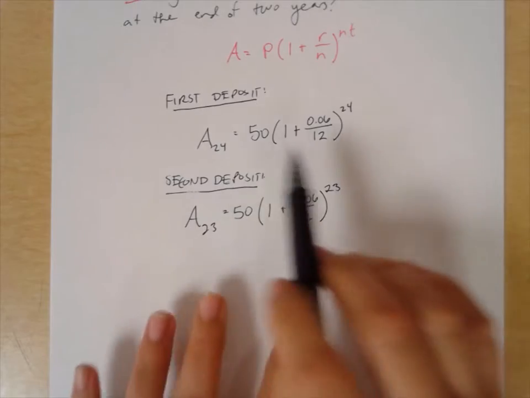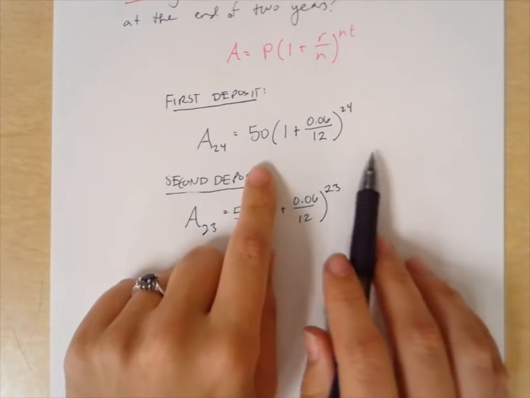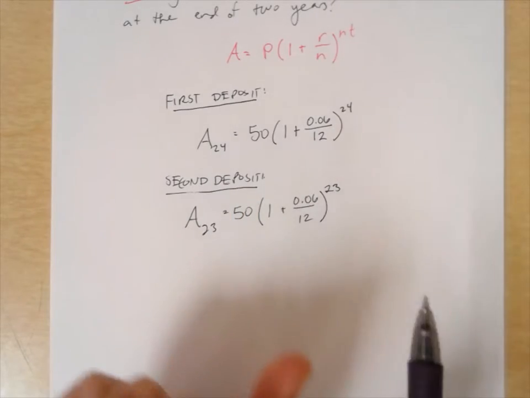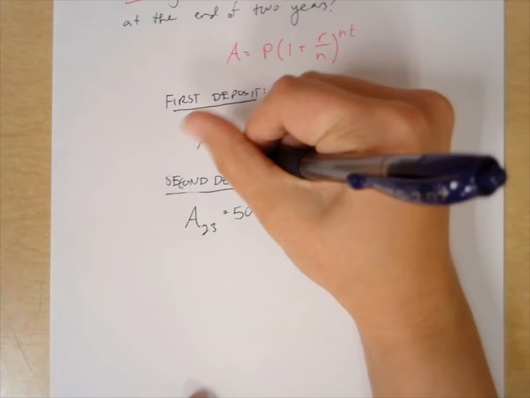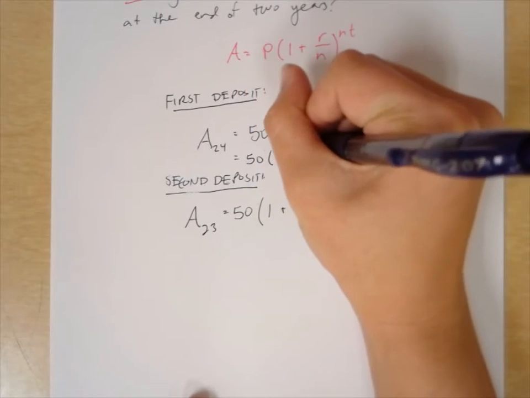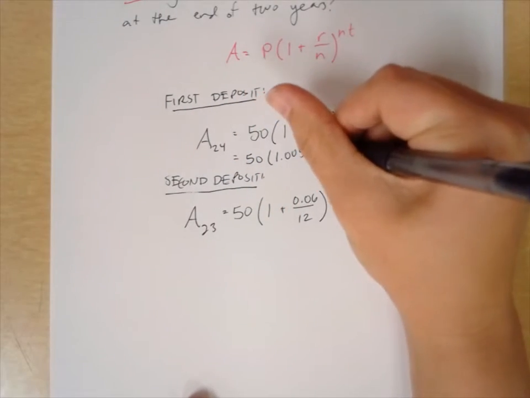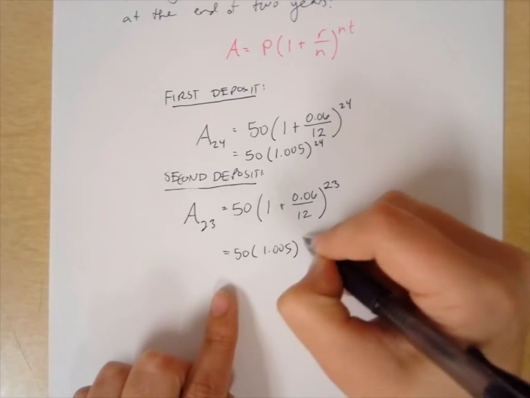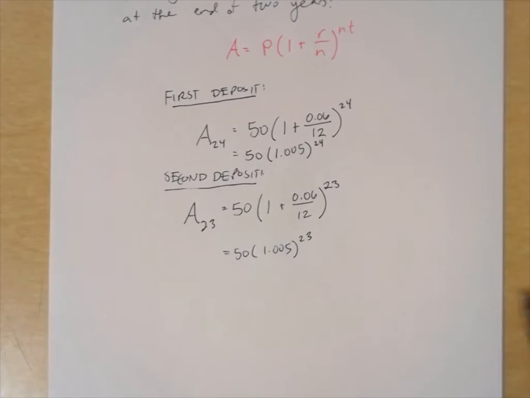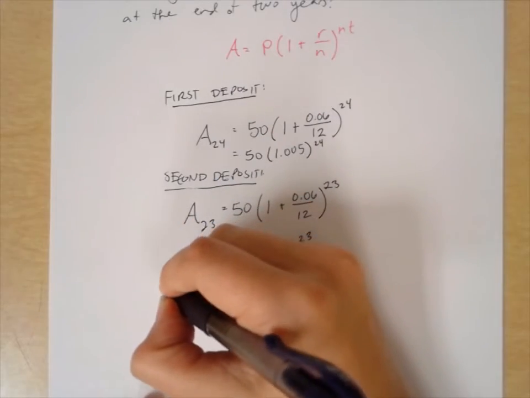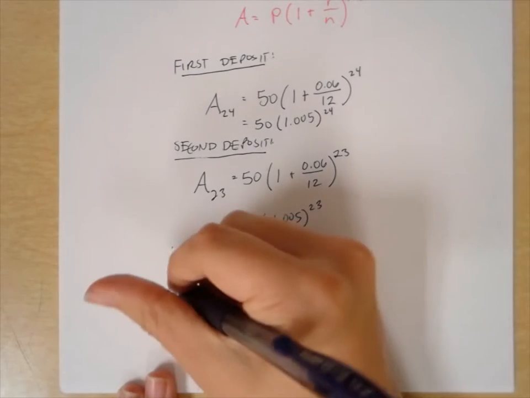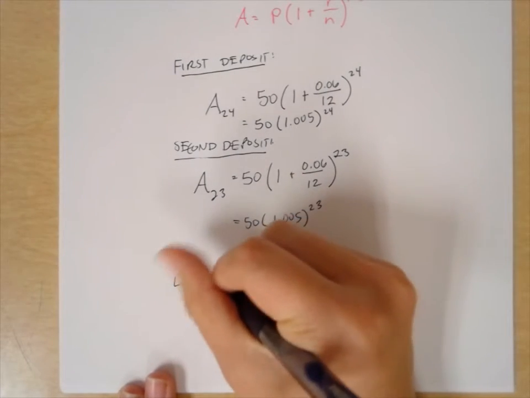I also want to simplify some stuff out here. For the first deposit, when we add 1 plus 0.06 over 12, what we end up getting is 1.005 to the 24. And over here, similarly, we get 50 times 1.005 to the 23, and so on and so forth. We can do dot, dot, dot, continuing and so forth.